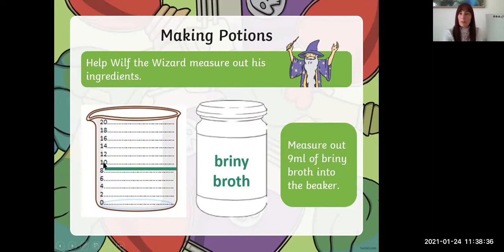Usually there are little lines in between, much like on a ruler with the millimetres. So on this one there isn't though. So we have to put it halfway between the 8 and the 10 because that's where 9 millilitres would go.